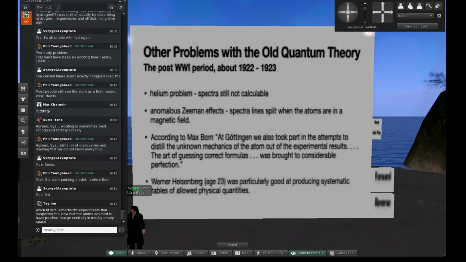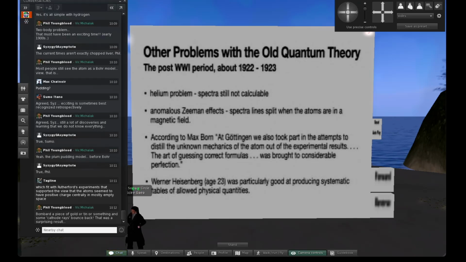Okay, Max Born. At Göttingen, we also took part in the attempts to distill the known mechanics of the atoms out of experimental results. The art of guessing correct formulas was brought to considerable perfection. And I think by that he means that it was unsatisfactory that you could explain stuff with quantum, but you had to do it by basically fiddling with the formula values until you got something that fit the data.